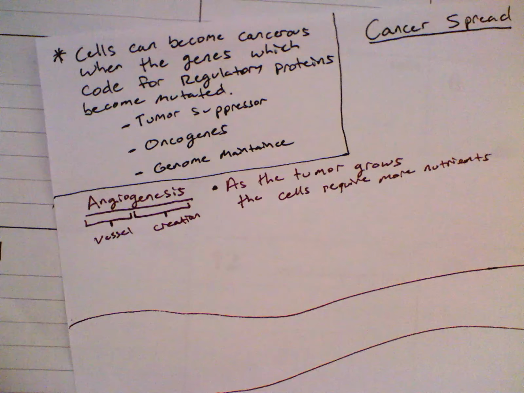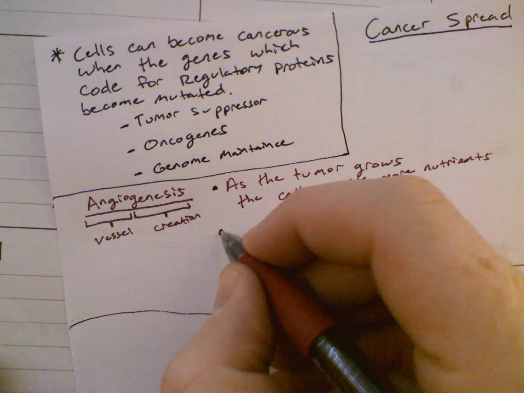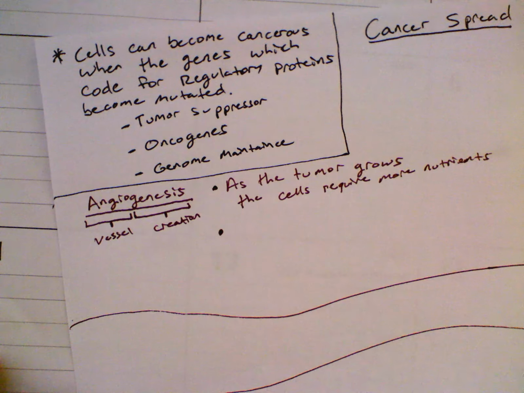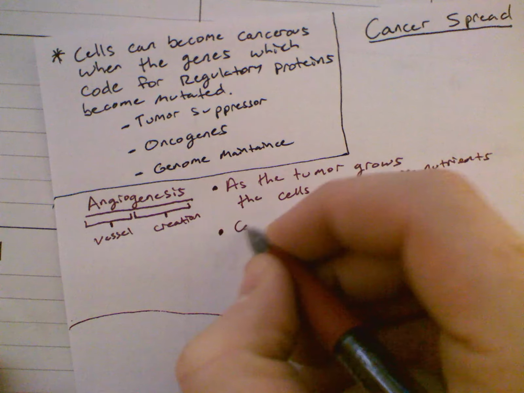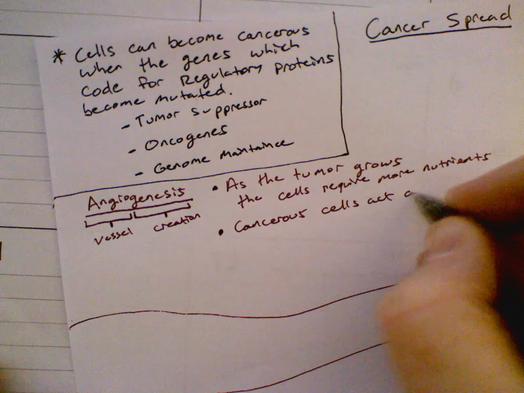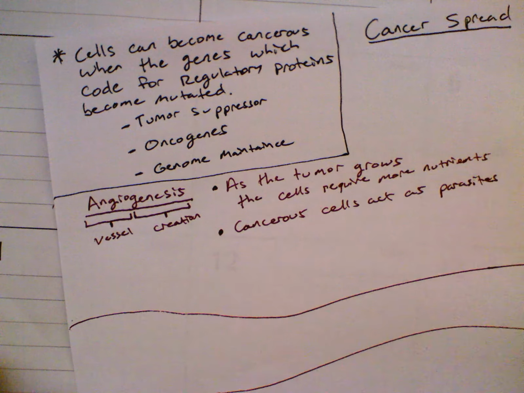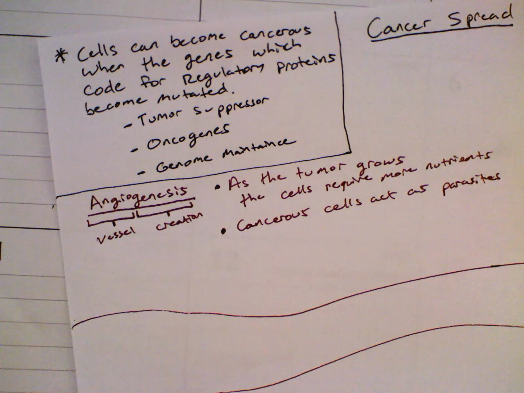So what's going to happen is that these cancerous cells are going to need more nutrients, so they are going to start to recruit blood vessels to come into them. So essentially what we see is that cancerous cells act almost as parasites. And what I mean by that is they're going to be siphoning off a blood supply from healthy tissue within the body. And as they grow, they're going to require more and more and more blood.